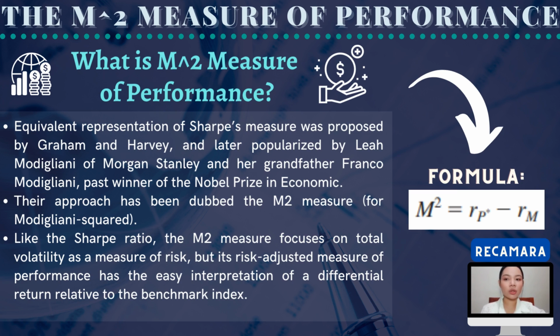Like the Sharpe ratio, the M-squared measure focuses on total volatility as a measure of risk, but its risk-adjusted measure of performance has the interpretation of a differential return relative to the benchmark index. M-squared measure is much more complicated than Sharpe ratio because it does not only rank two different stocks in order of preference, but it also lets us know how much better one stock is compared to an underlying benchmark, but in risk-adjusted percentage terms.